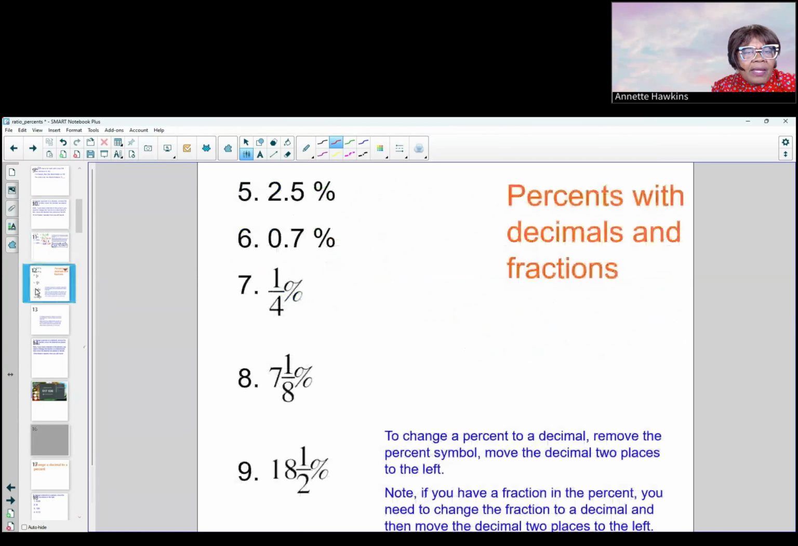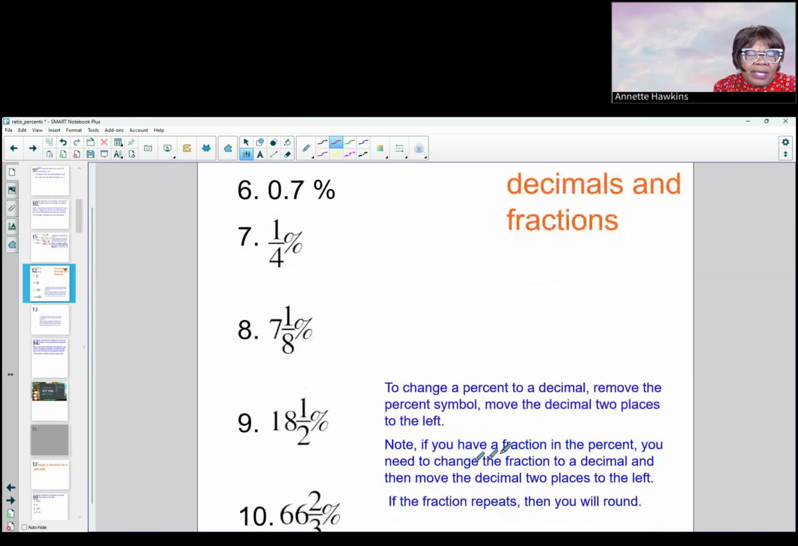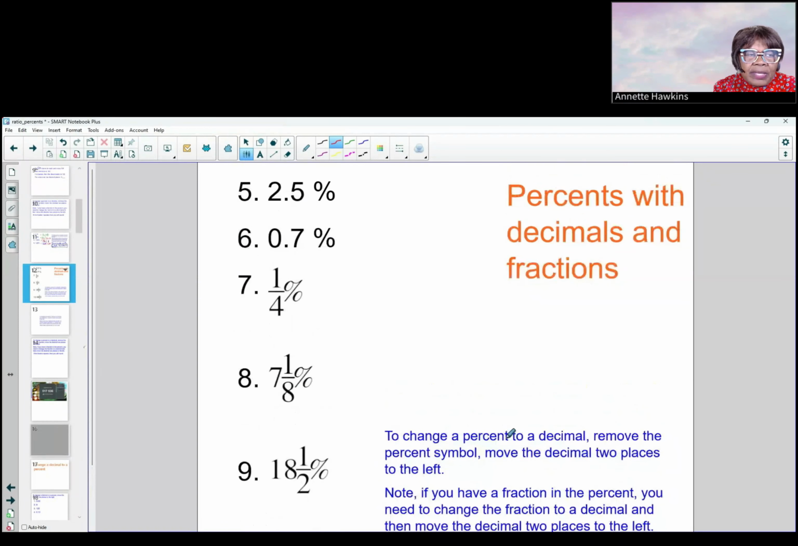Okay. All right. These are percents. Remember, if it has a percent symbol, it is a percent. Okay. So don't leave me. Don't drop off, because remember, I've said this about 10 times. To change a percent to a decimal, remove the percent symbol, move the decimal 2 places to the left. If you have a fraction in the percent, you need to change the fraction to a decimal, then move it 2 places to the left.